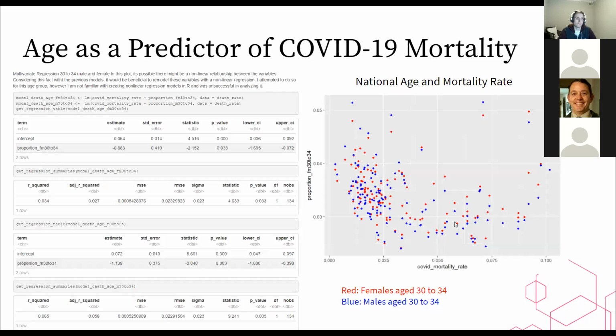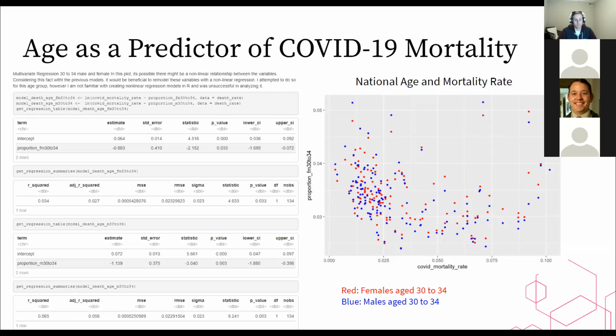Age groups and COVID mortality. This is where our linear regression did not work. This is a particularly interesting plot of males and females aged 30 to 34. So you can see there's a slight curve here. There's the possibility of there being a parabolic relationship between these. I didn't even know where to go with this, to be perfectly honest.